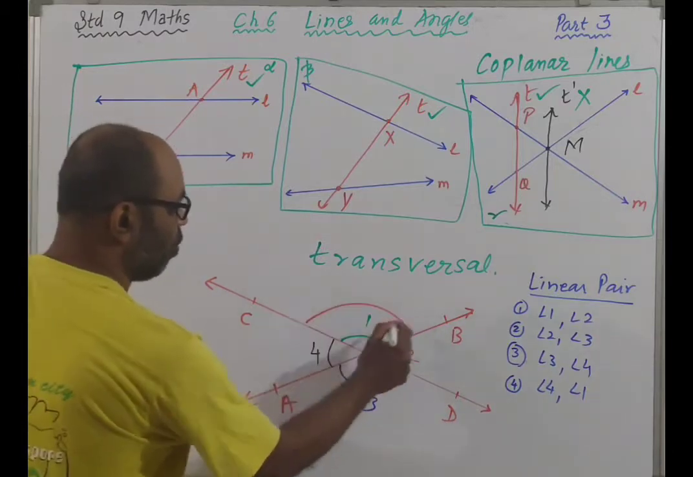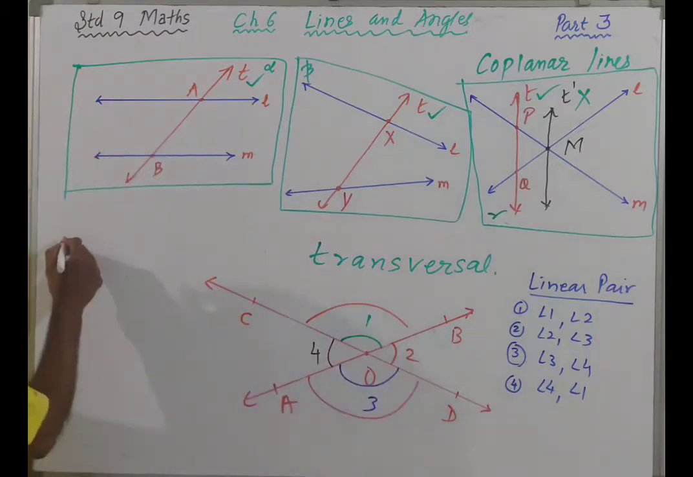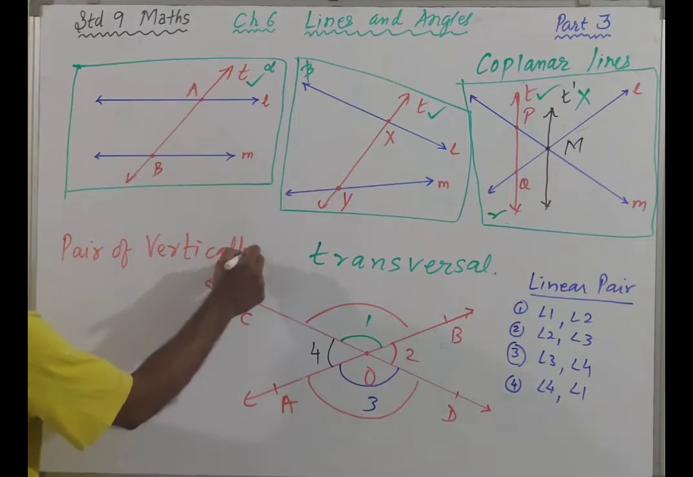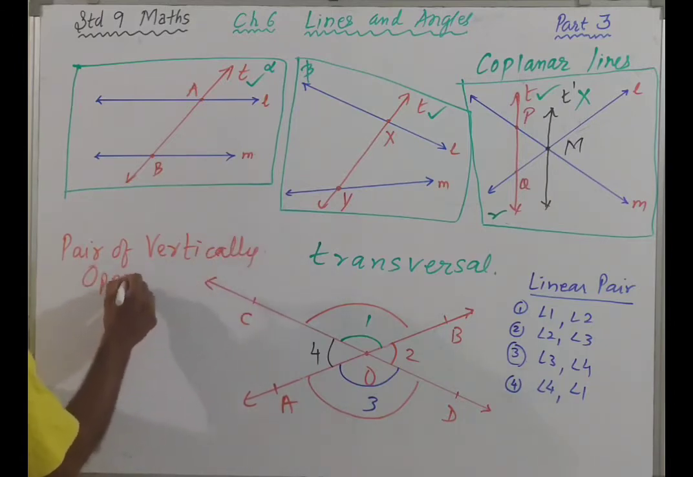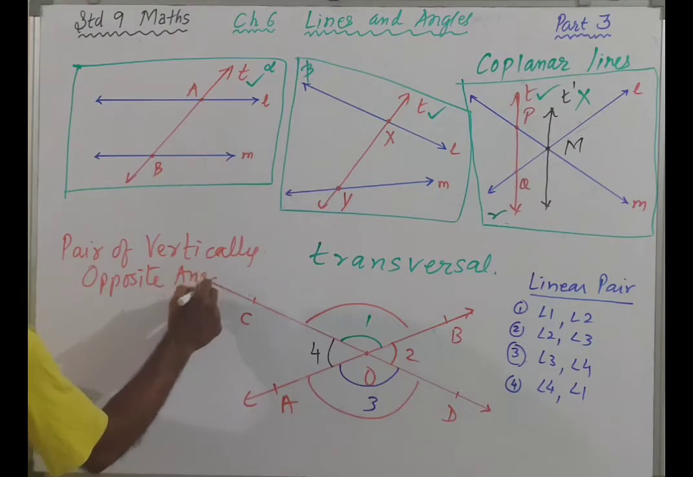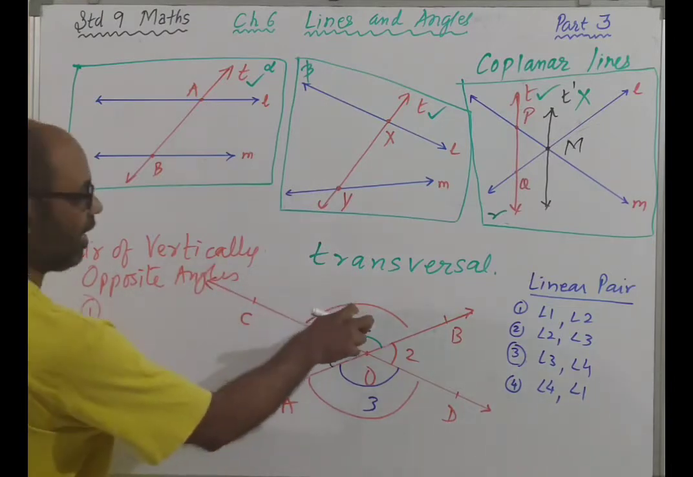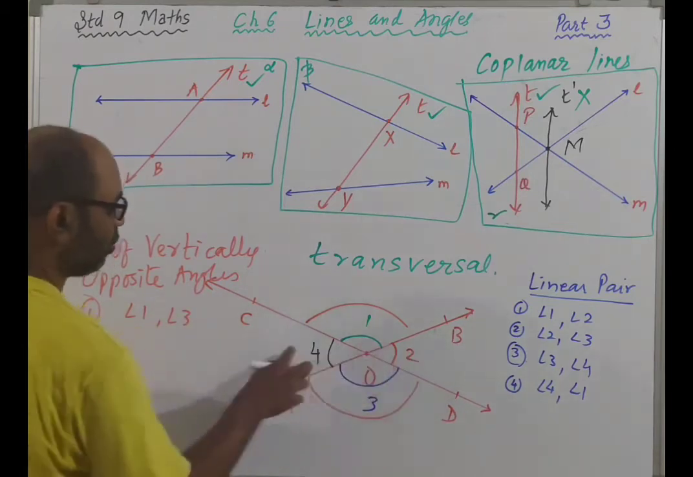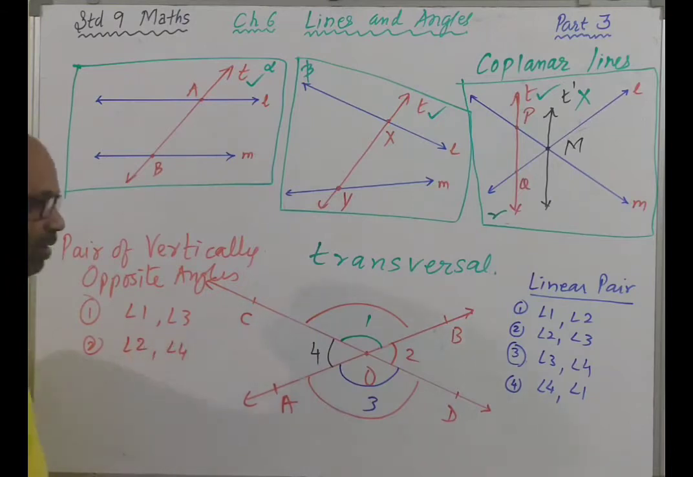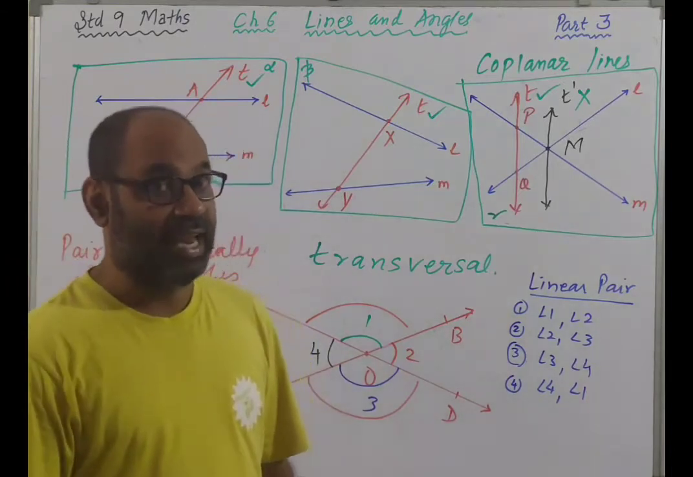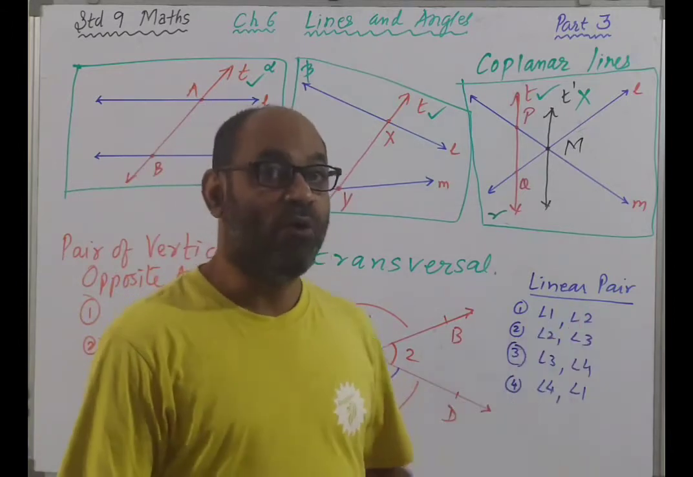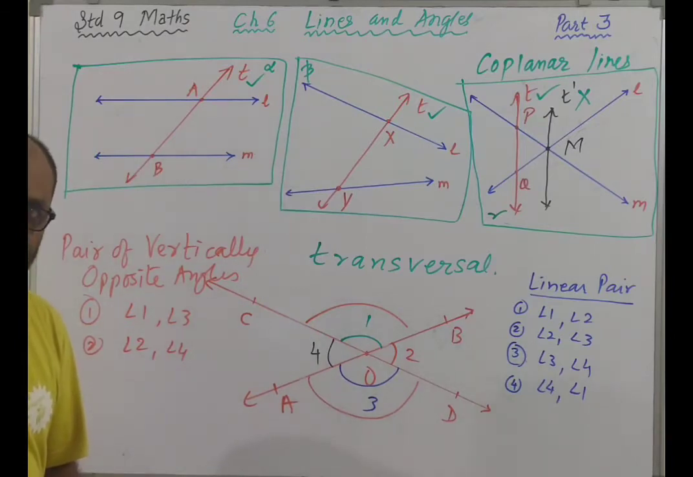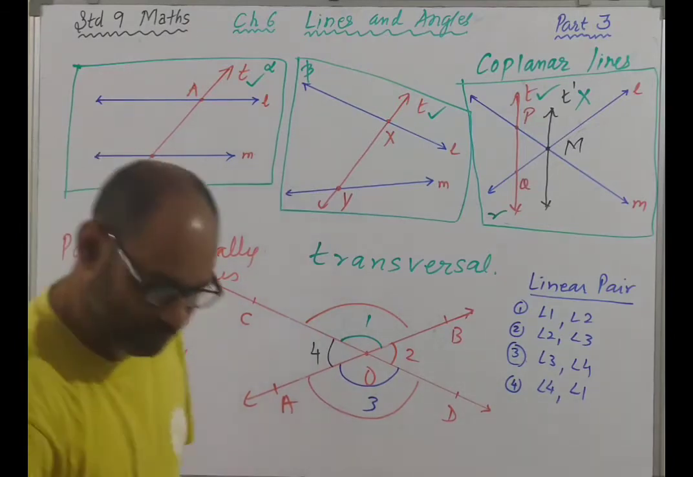And what about angle 1 and angle 3? They are called a pair of vertically opposite angles. First pair, angle 1 and angle 3. Second, angle 2 and angle 4. Correct? So when two distinct lines intersect each other, we get 4 linear pairs of angles and 2 pairs of vertically opposite angles. Alright?